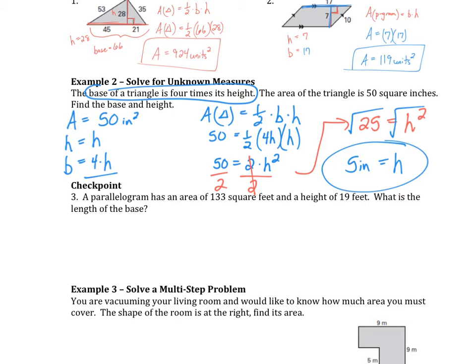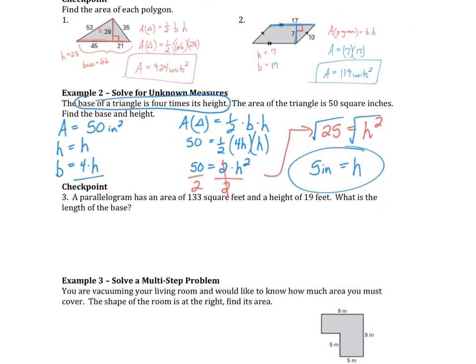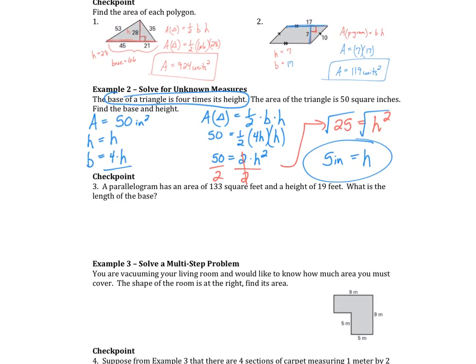So if the height is 5 inches, that was right here, to find the base is 4 times 5. So the base is 20 inches. So we got the height and the base. We're good. And that was just one of the word problems you might see. Something like this where they compare the height and the base by one's 4 times the other. We write the equation and we solve.